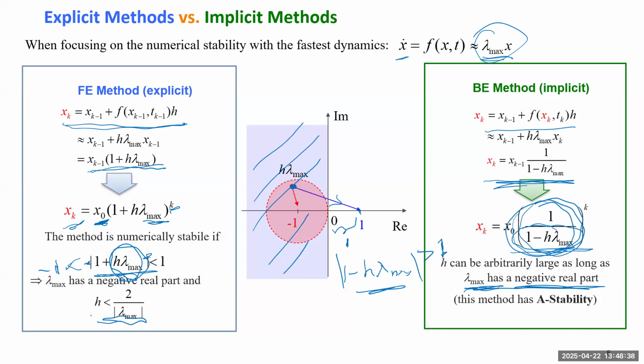But for explicit method, even if the system is stable, the time step still needs to be small enough for numerical stability. So to conclude, for implicit method, you can take any large time step to simulate, as long as the system itself is stable. This is the definition of what is called A-stability. But for explicit method, h needs to be small enough to make sure your result is numerically stable.